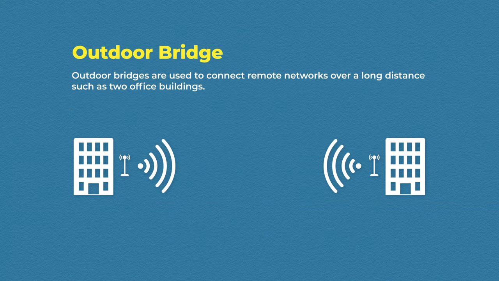The next mode is outdoor bridges. Outdoor bridges are used to connect two remote networks over a long distance. For example, you may have two office buildings that you want to connect, but it's not possible to lay any cables, maybe because there's a busy road or like a river or something like that in between. In this case, you can use outdoor bridges with specially focused antennas to connect networks over a long distance. It's like running a really long Ethernet cable, but through the air.